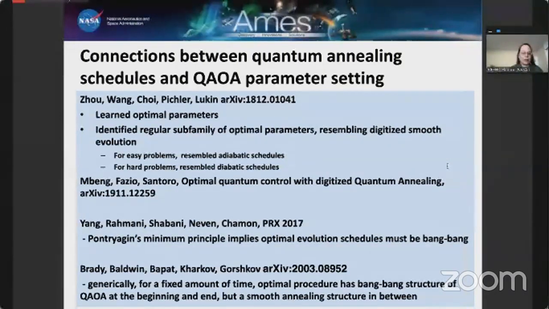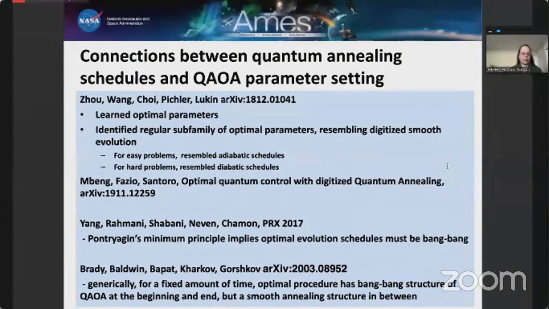So, for example, Zhao and co-authors looked at a number of families of problems and found that for easy problems, QAOA schedules resembled adiabatic schedules. For harder problems, they resembled diabatic schedules. So very exciting in terms of tying these two together, so that we can learn from quantum annealing something about QAOA parameter setting and vice versa.